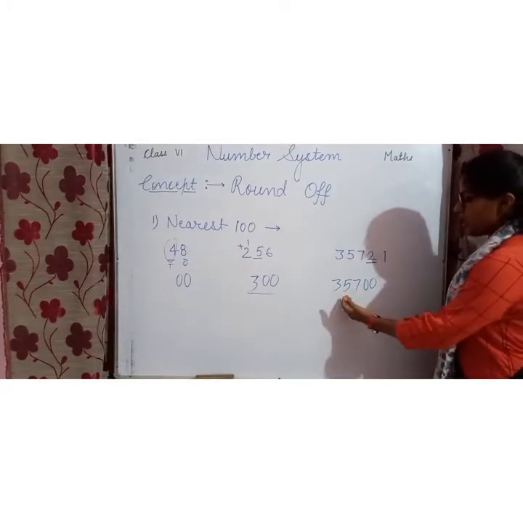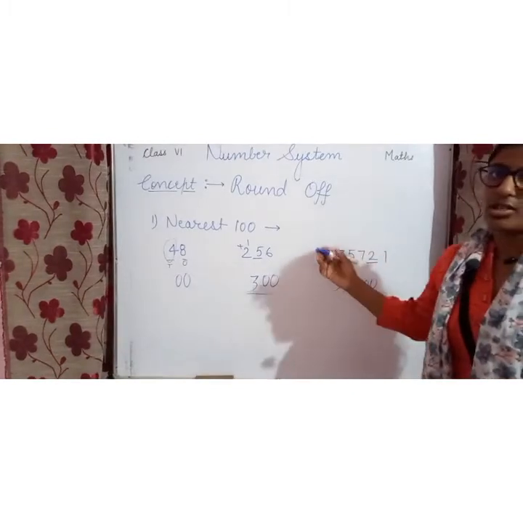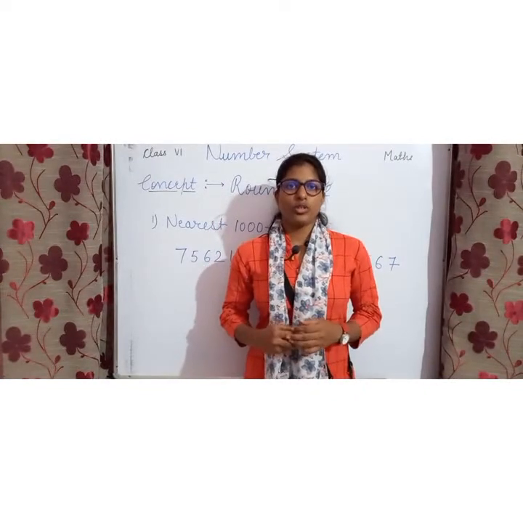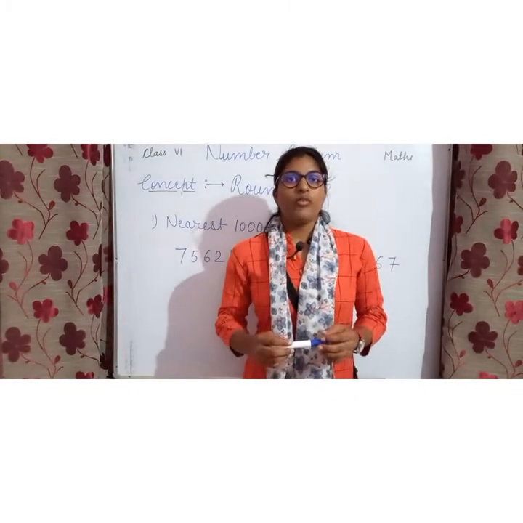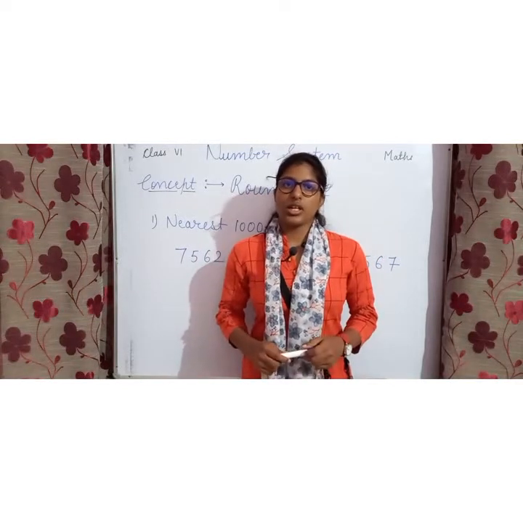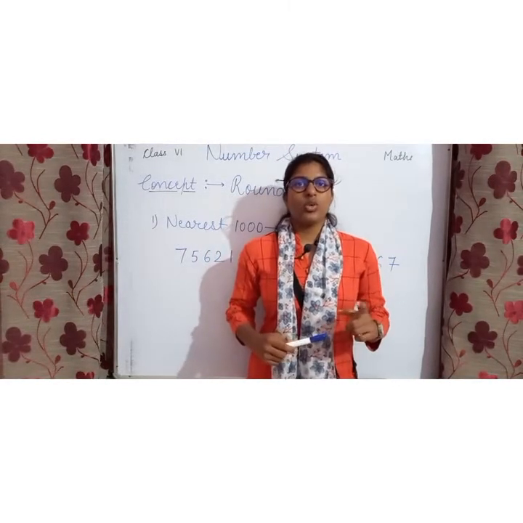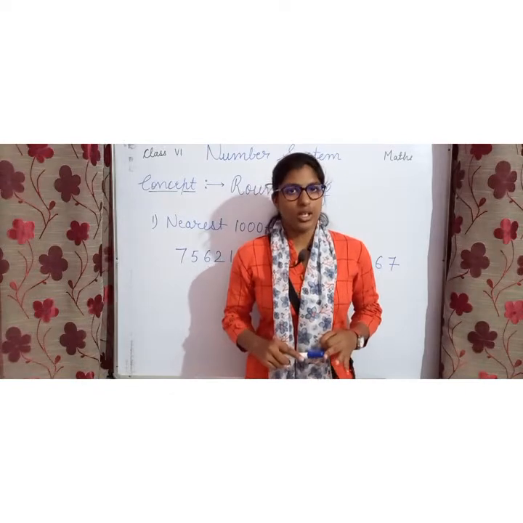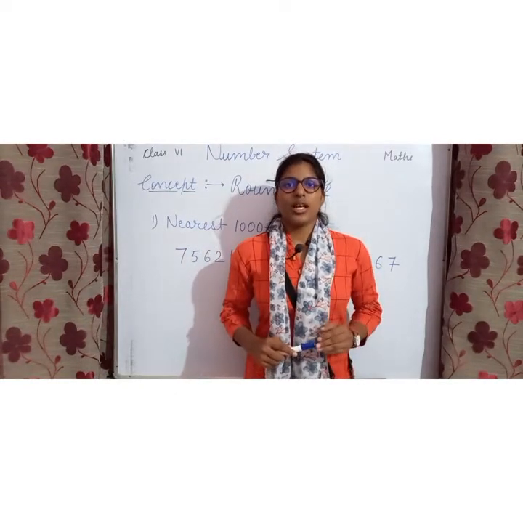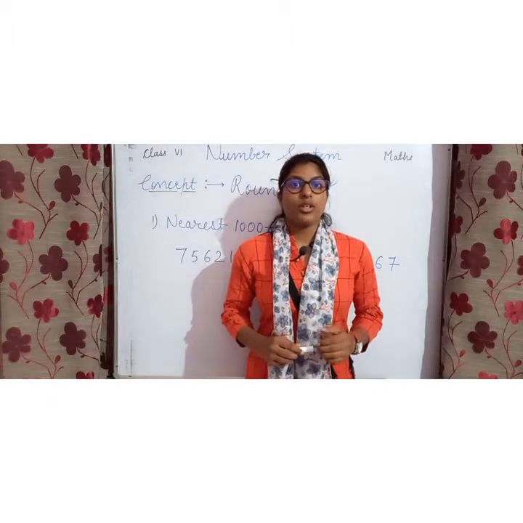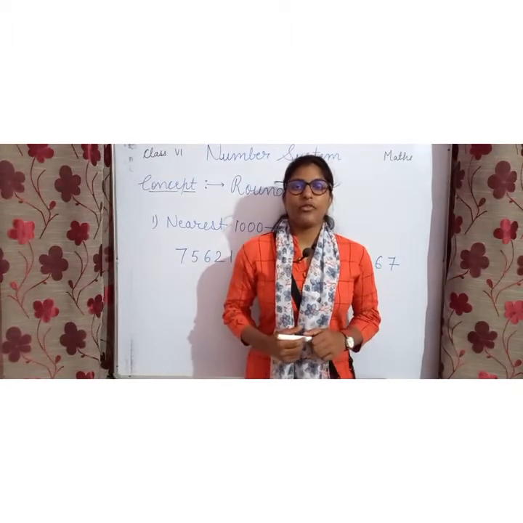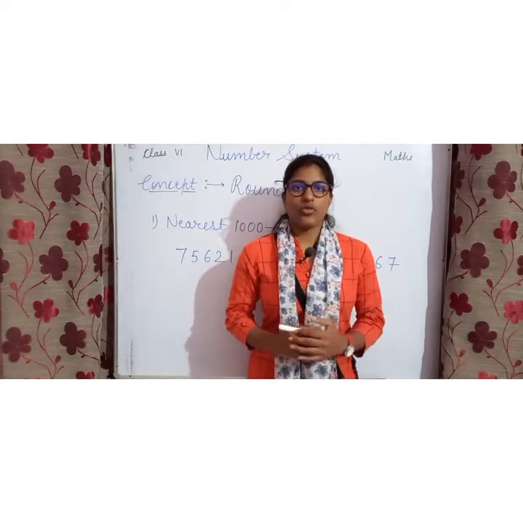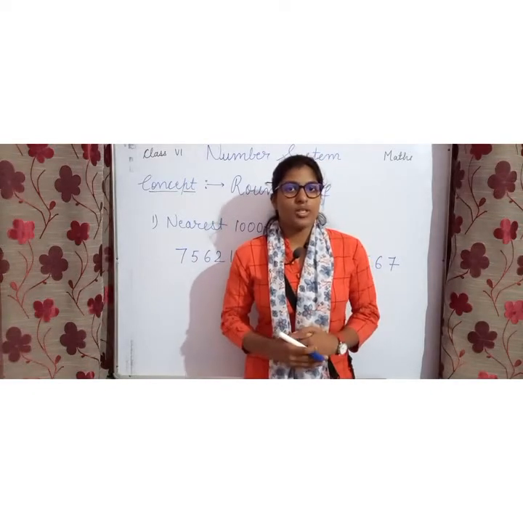So 35,700 is the number rounded off to the nearest 100. Now the new concept is rounding off numbers to the nearest thousand. When we round off a number to the nearest thousand, again we need to learn some rules. Rule number 1 is we put zeros on the ones, tens and 100 place. Rule number 2, we will check the 100 place digit. If that 100 place digit is lesser than 5, we will not make any kind of changes. But if that digit is greater than or equal to 5, we will increase the 1000 place digit by 1.